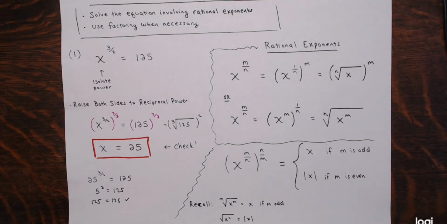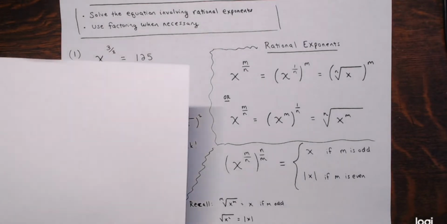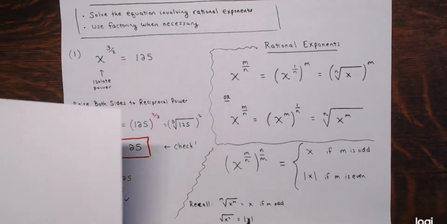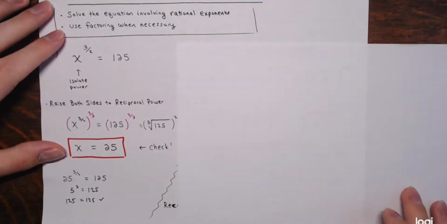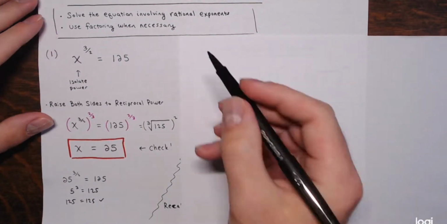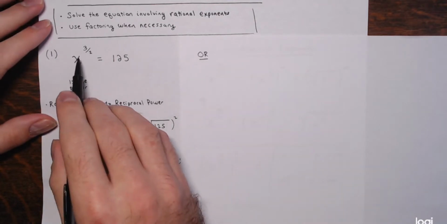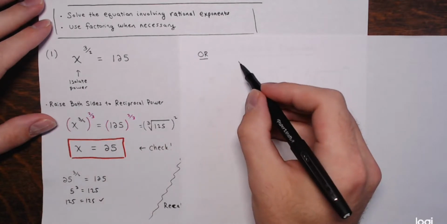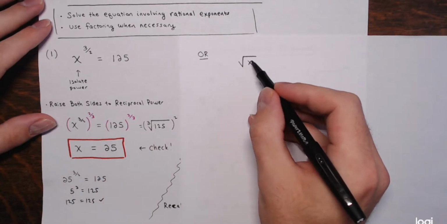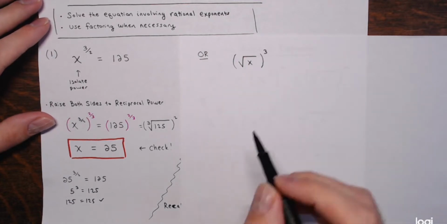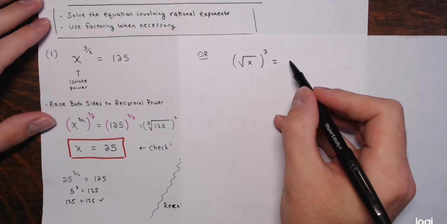Wonderful. Now, as I mentioned, there are alternate ways of solving such an equation, depending on how you want to look at writing the fractional power. So I could also do this. For example 1 here, I could think of x to the 3/2 as the square root of x cubed. This is the same thing as x to the 3/2 equals 125.